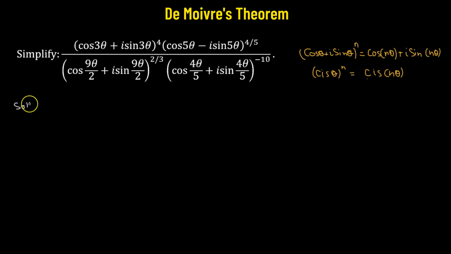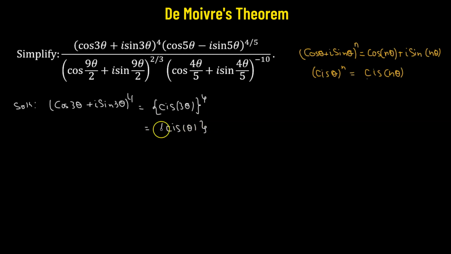Now we will begin with our first expression, which is (cosine of 3 theta plus iota times sine 3 theta) whole raised to the power of 4. If we apply De Moivre's theorem, cosine of 3 theta plus iota times sine 3 theta is actually cis of 3 theta, whole raised to the power of 4. Now cis of 3 theta can also be expressed as cis of theta whole raised to the power of 3, and whole raised to the power of 4. In other words, this is equivalent to cis of theta raised to the power of 3 times 4, so that's 12. So let's keep it aside for the time being.